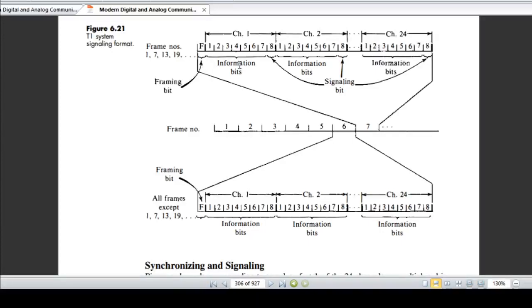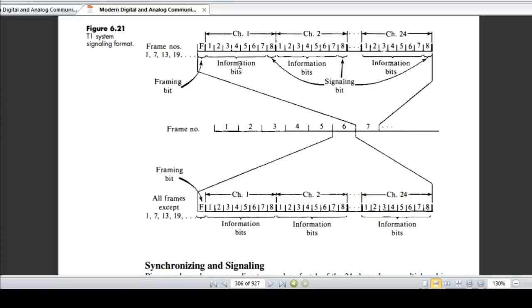So one frame of T1 carrier system is shown here. Each voice signal from the first channel to the 24th channel is encoded into 8 bits. One frame corresponds to the time required to transmit each signal once. Hence one frame corresponds to one revolution of the commutator, covering 24 channels. So it requires 192 bits for one frame.